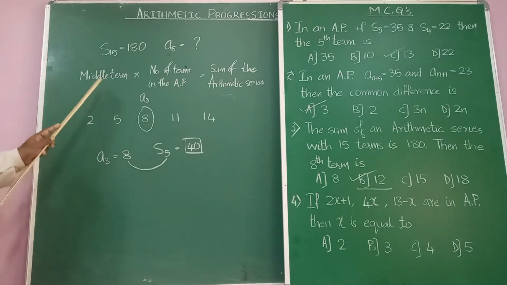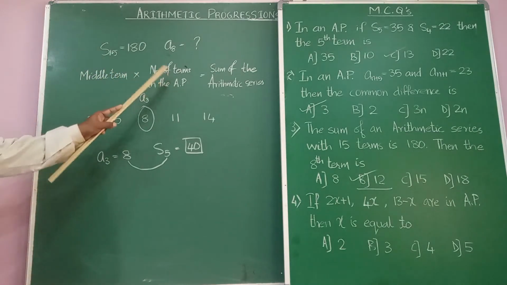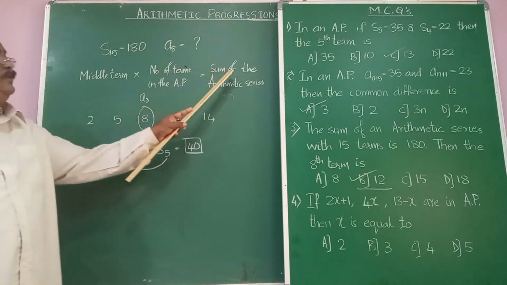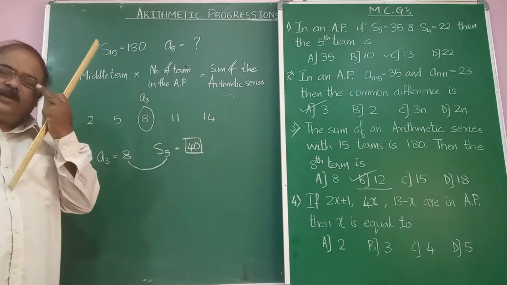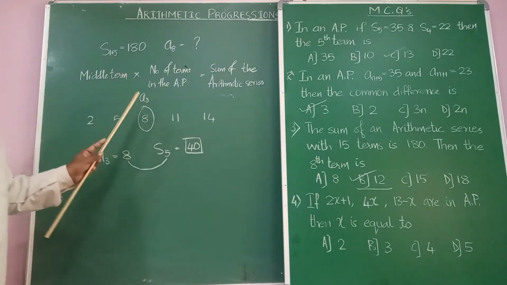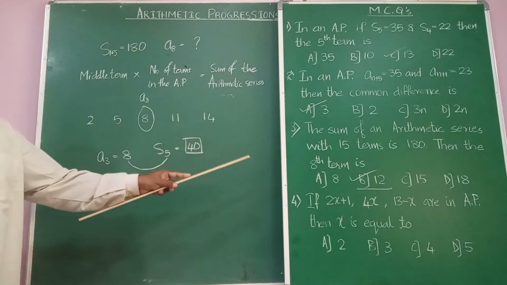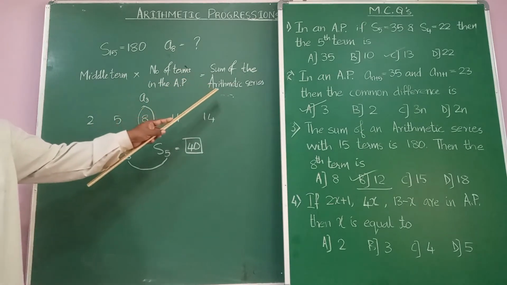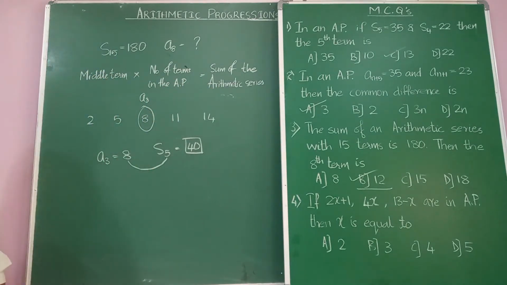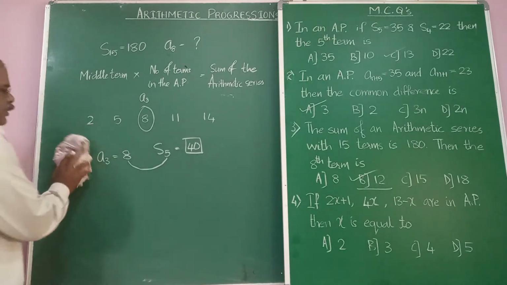Remember this. When the middle term and the number of terms are given to you, it is very easy for you to find the sum of the arithmetic series. This is a question very often asked in the annual exam. Once again, this is a question picked up from the question paper. Remember, middle term into number of terms gives you the sum of the arithmetic series.